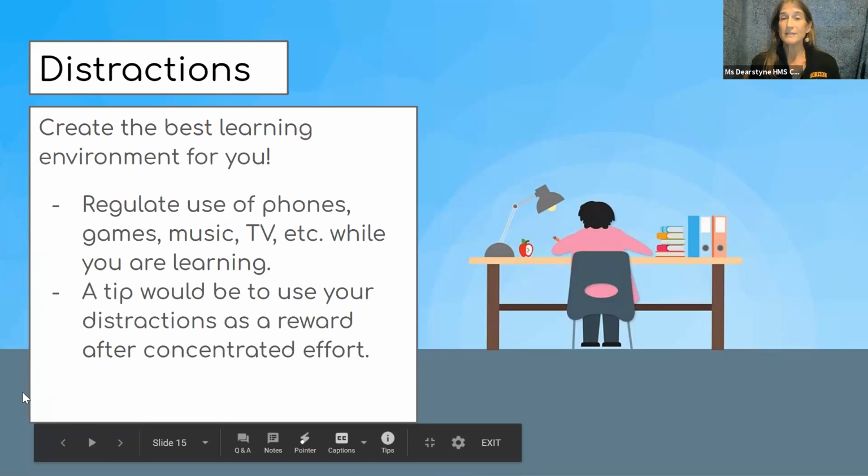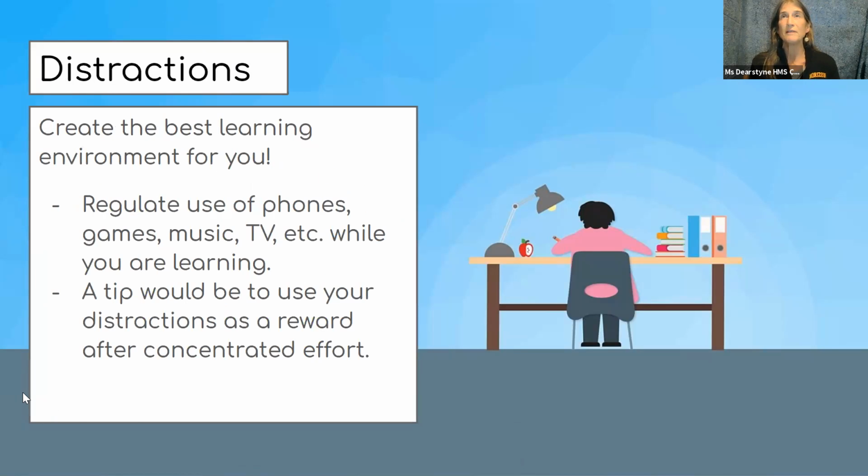And distractions. So, creating the best learning environment for you. For me right now, I don't have my phone nearby. I have things on silent so that I can be focused on what I'm doing right now. So regulate the use of your phones, games, music, television, everything while you're learning.